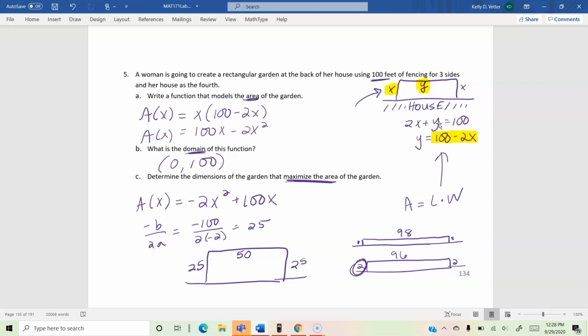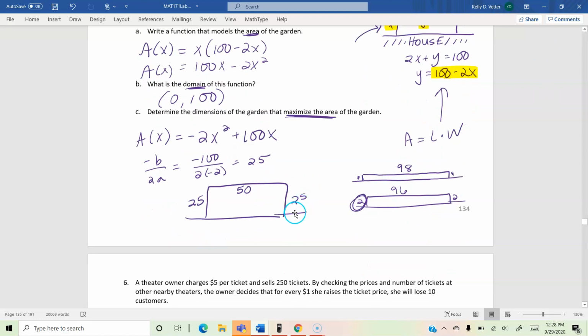This would obviously be interesting if you're trying to maximize the amount of space you have for planting vegetables in your garden. So she's going to go with 25 feet by 50 feet, and those are the dimensions that maximize the area.